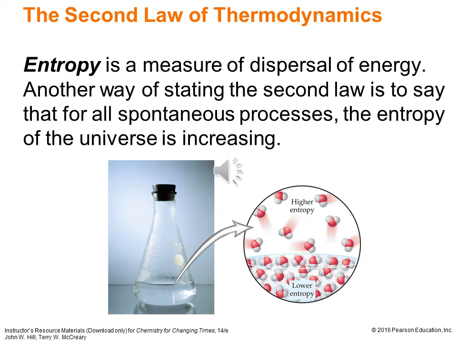All right, and finally, along the same lines of the second law of thermodynamics, we have entropy, which is a measure of dispersal of energy. So another way of stating the second law is to say that for all spontaneous processes, the entropy of the universe is increasing. So we tend to go from more ordered states to more disordered states, or, to be technically true, from fewer possible states to a greater possibility of states.